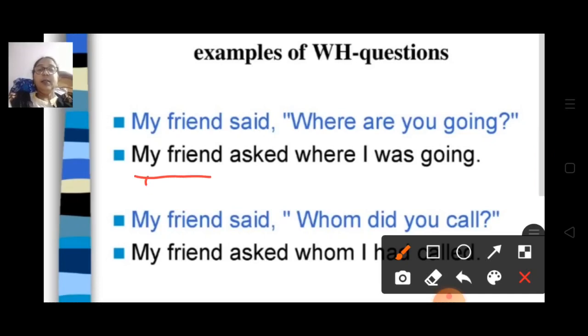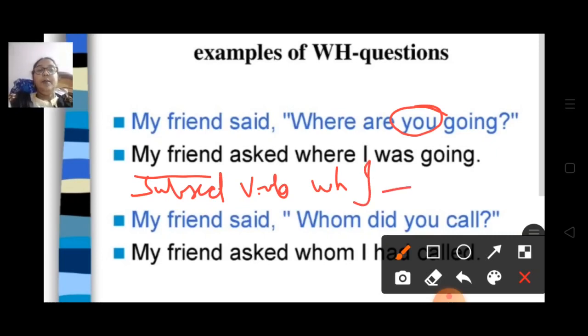My friend, this is the subject, and then the verb will be there, and then the WH question word. Then, according to the rule, the pronoun we are going to change, over here to I, and because it is "are", according to the rule, simple or continuous tense will be converted into past continuous tense. That is why we are supposed to use "was" and then "going".